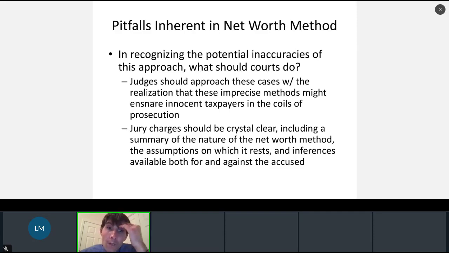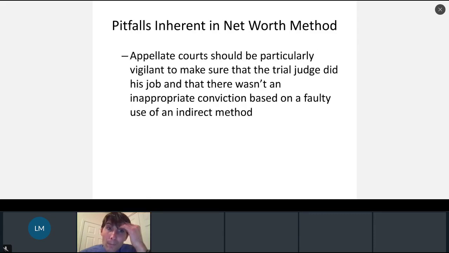Jury charges should be crystal clear, including a summary of the nature of the net worth method, the assumptions on which it rests, and inferences available both for and against the accused. Appellate courts should be particularly keen and vigilant to make sure that the trial judge did his or her job and that there wasn't an inappropriate conviction based on a faulty use of the indirect method.